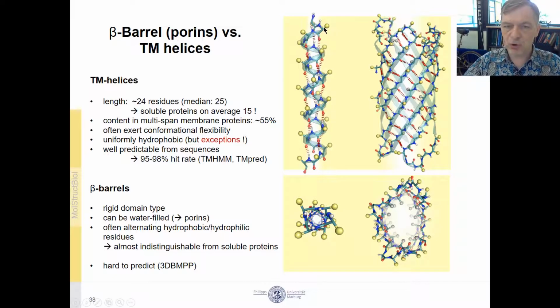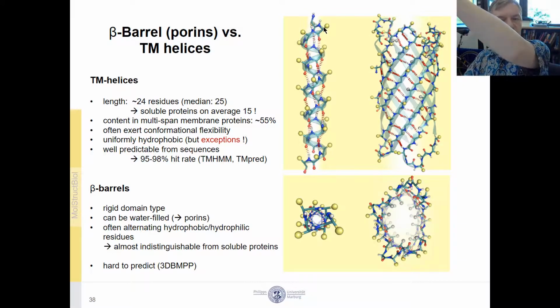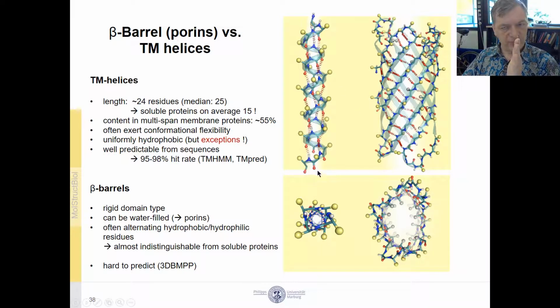But it can be also longer, because when you are not crossing the membrane perpendicular, but highly inclined to the membrane normal, then of course you need more amino acids to cross the membrane. Then you can require maybe 30 or 32 amino acids to come through the membrane. So the minimal number of residues is about 20 to come through. The average number is 24. The median is about 25.